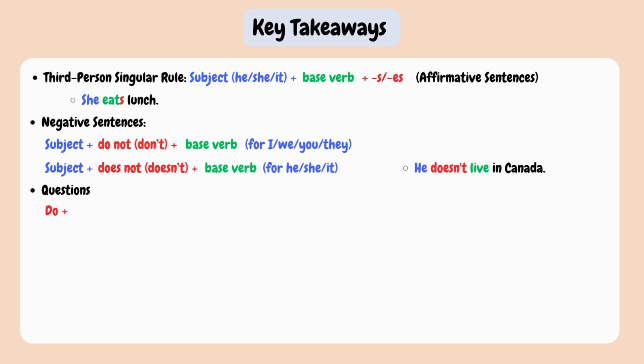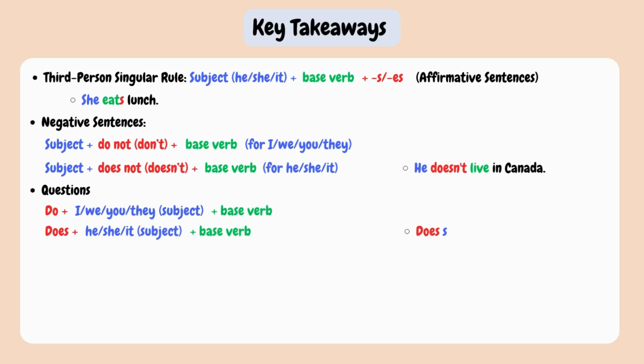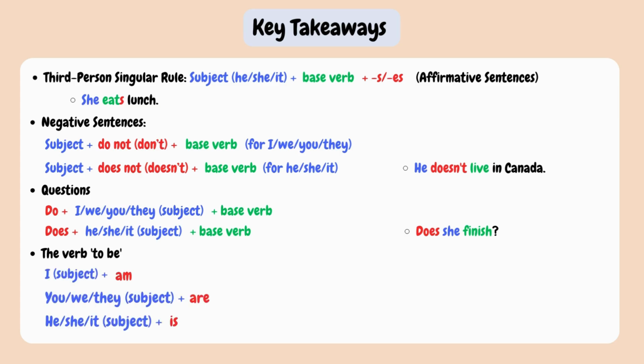Questions start with do or does, depending on the subject, and use the base form of the main verb. For example, does she finish? The verb to be: for sentences with be as the main verb, use is, am, are, and their negative forms. For example, he isn't a teacher. By following these rules, you can form clear and grammatically correct sentences in the present simple tense.